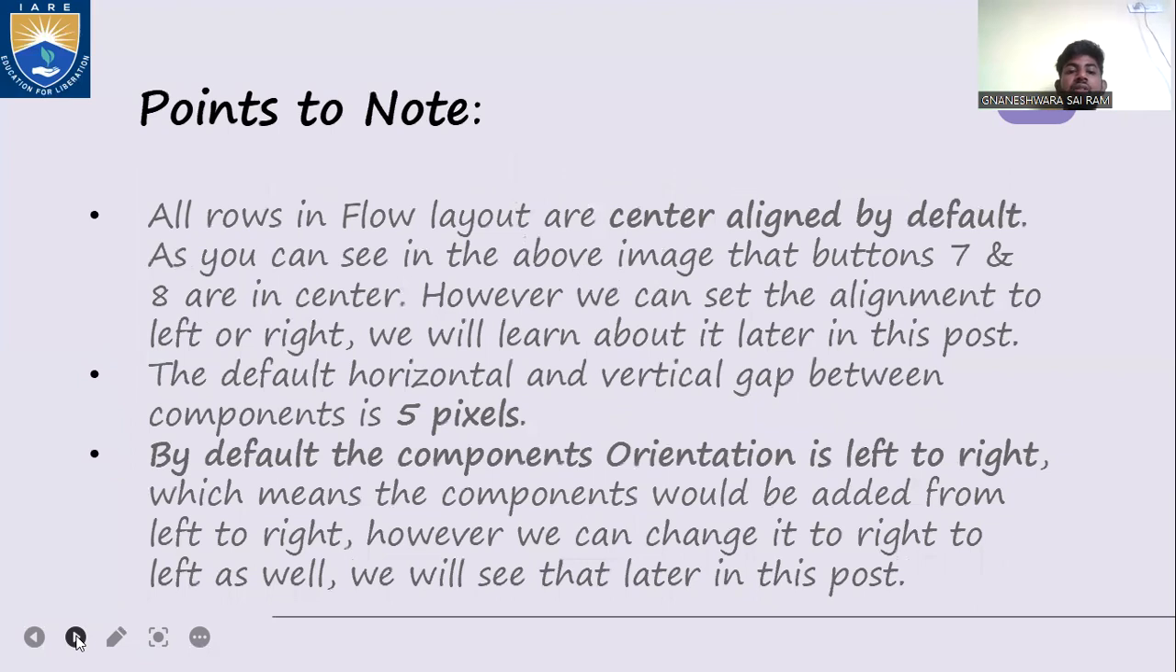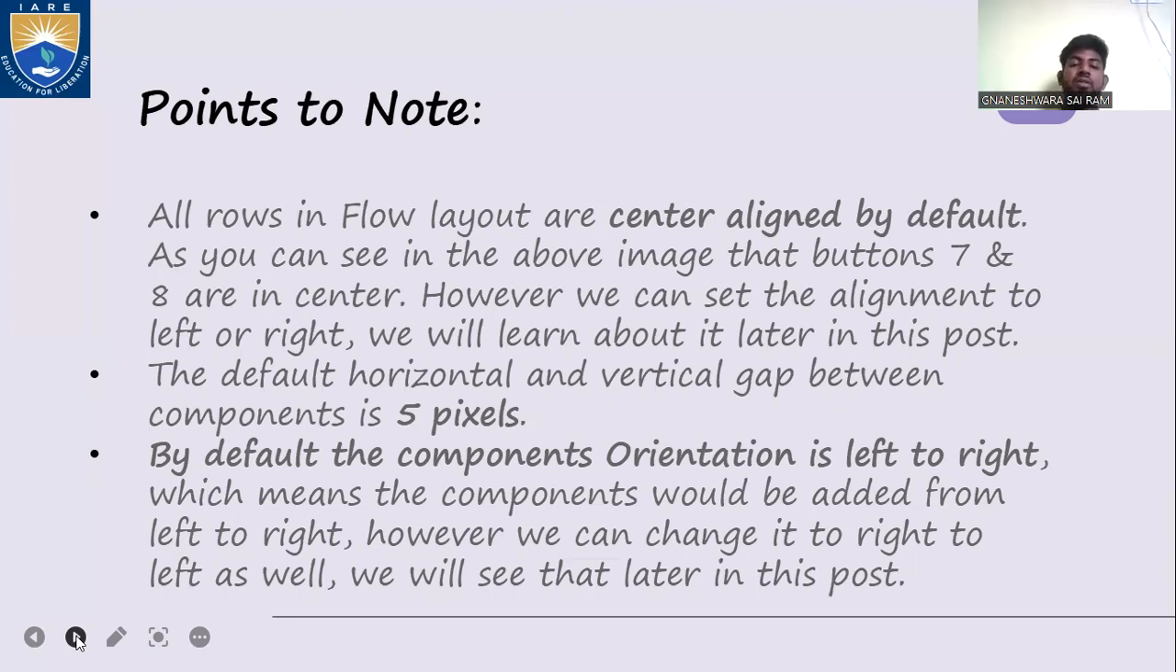Points to note. All rows in flow layout are center aligned by default. As you can see in the above image, buttons 7 and 8 are in the center. However, we can set the alignment to left or right. We will learn about it later in this post.